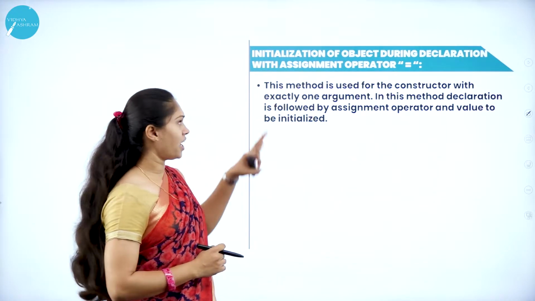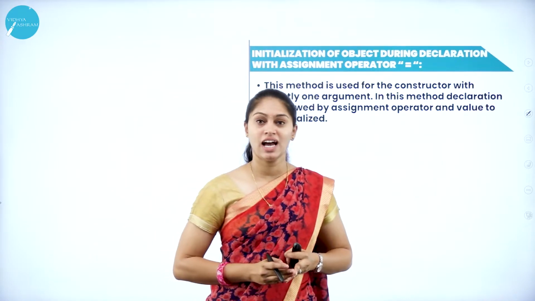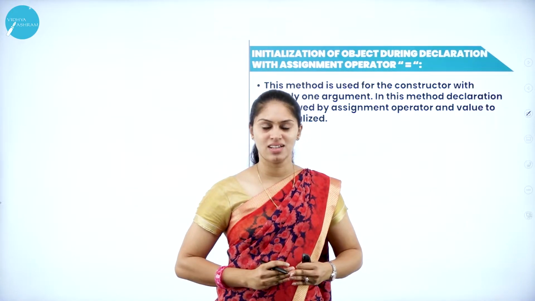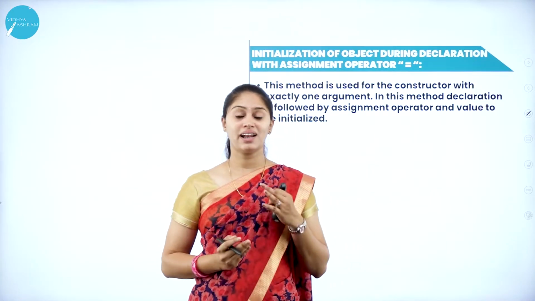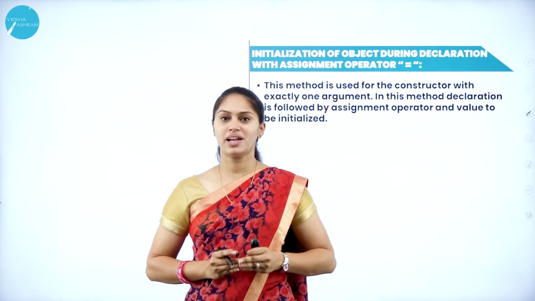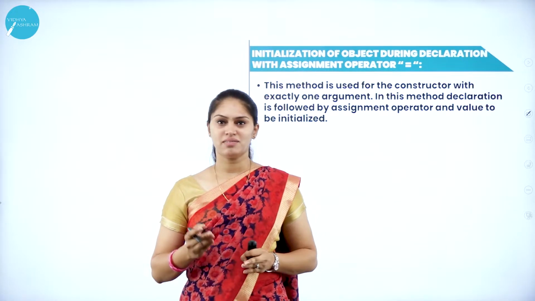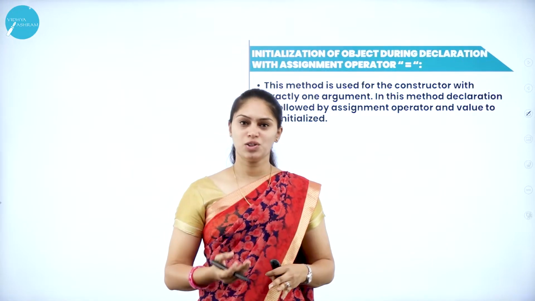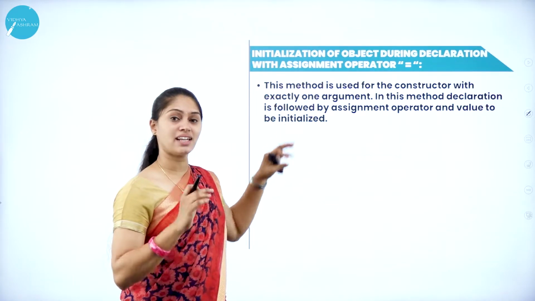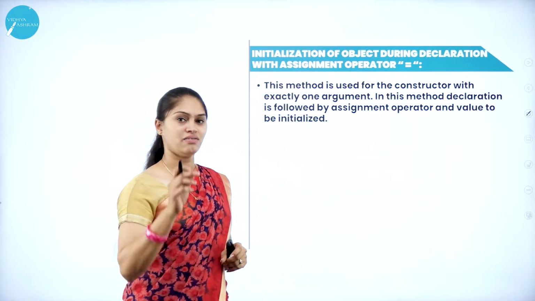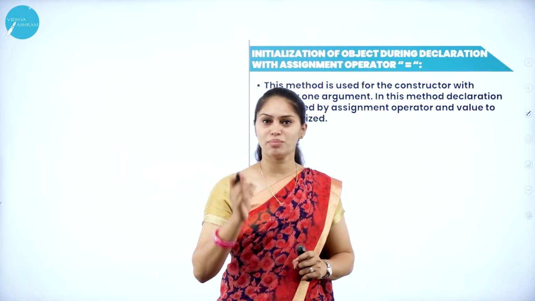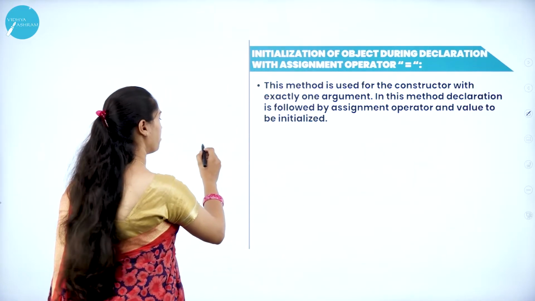That is, how can I initialize an object at the time of its declaration? You know, when I am creating or declaring an object, at that time the constructor will be called. How can I use this method? That means, how can I initialize an object at the time of its declaration with the help of the equal to or assignment operator? Before getting into this, you have to remember one thing.